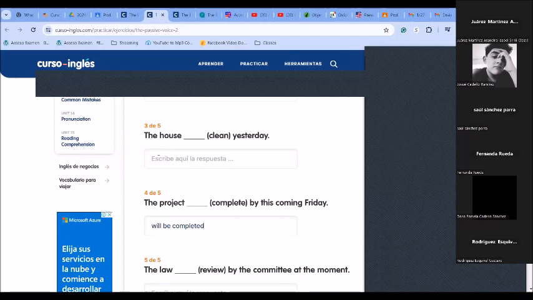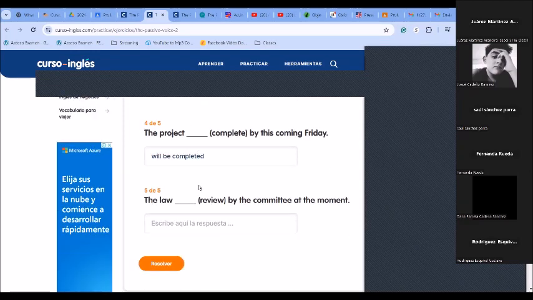Renata, number 3, sorry. The house was cleaned yesterday. Nice. All right, and Sophie.